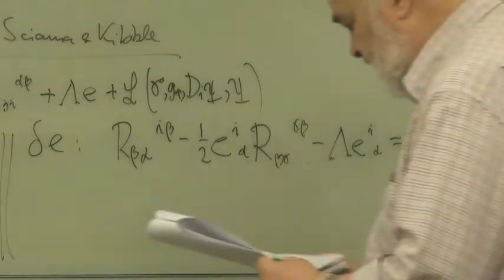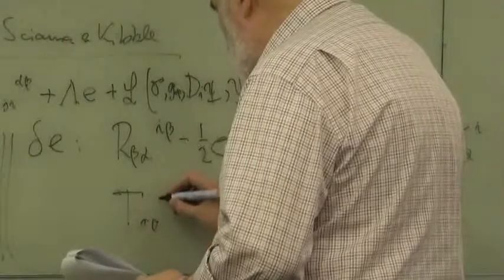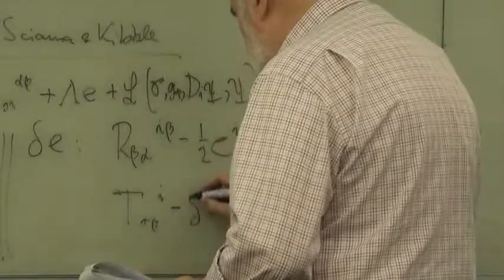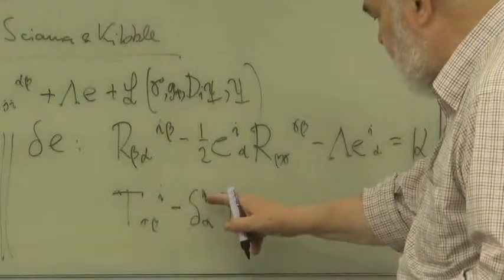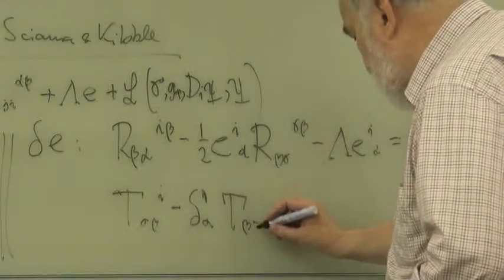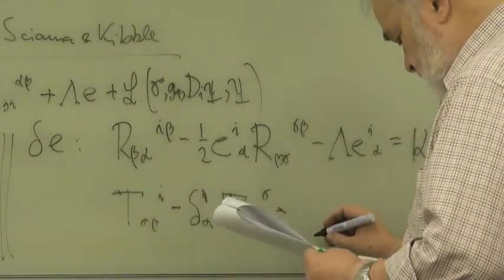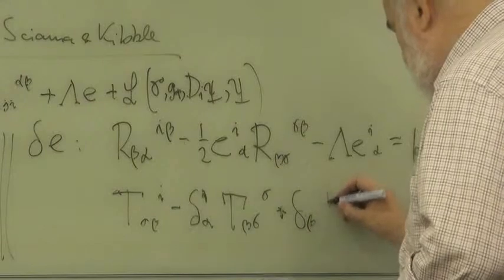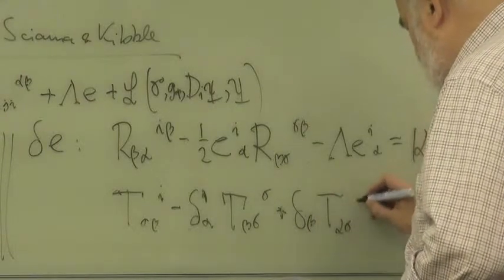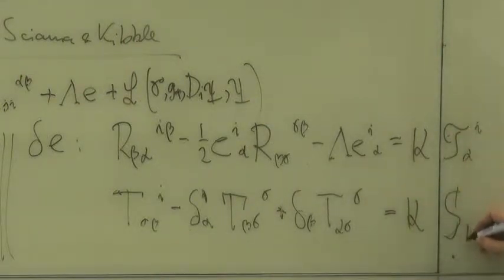and the corresponding quantity, variation with respect to gamma: the torsion terms T minus delta_i^alpha T^{alpha beta gamma}_gamma, it has to be antisymmetric in alpha and beta, so it has to be a plus delta^beta T^{alpha gamma}_gamma, and this is equal to kappa times the spin alpha beta i.